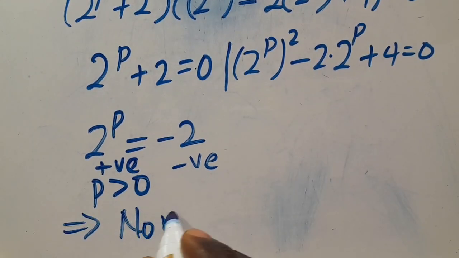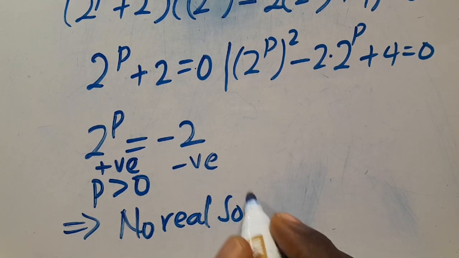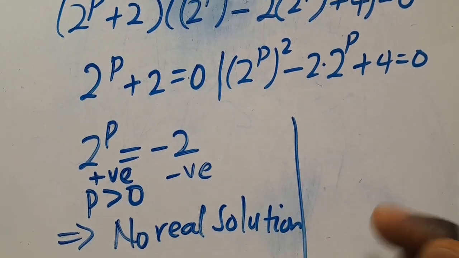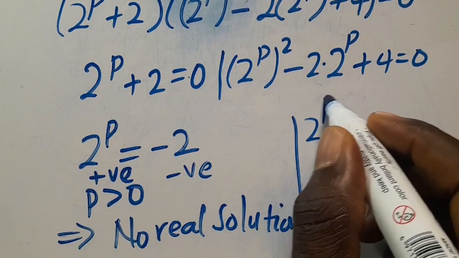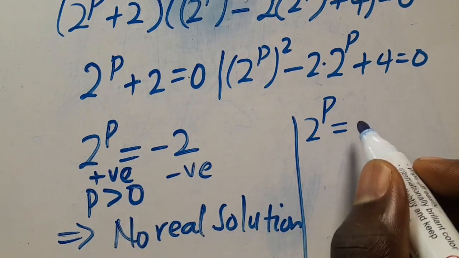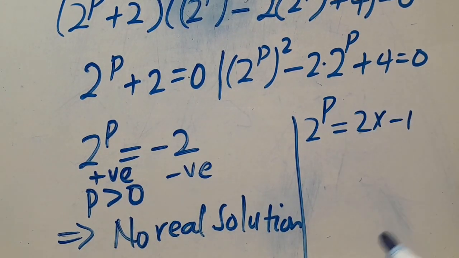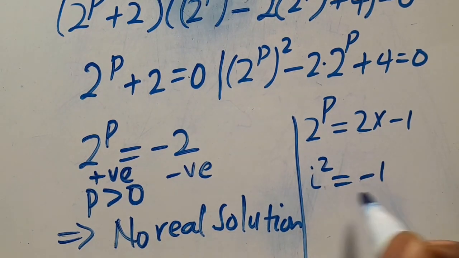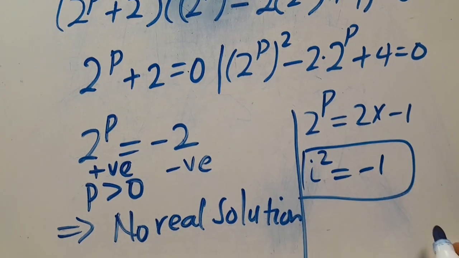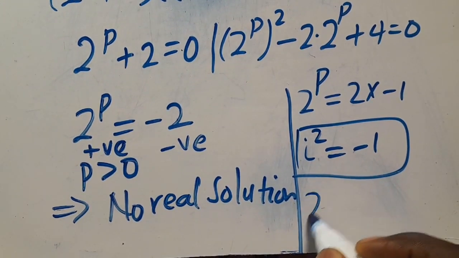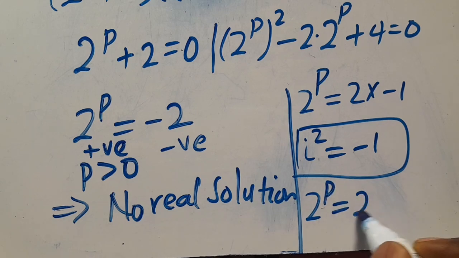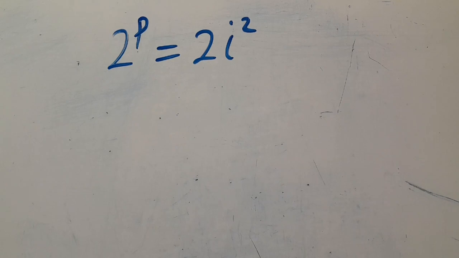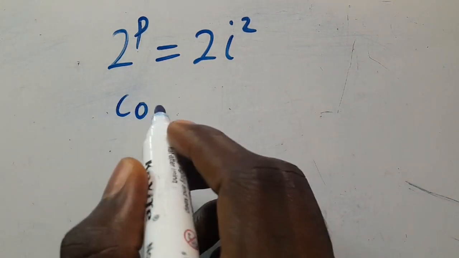It implies that we have no real solution. But we can have a complex solution of this because we believe that 2 to the power of p equals, we can simplify this as 2 times minus 1, but in a complex space, i to the power of 2 equals minus 1. So therefore, from here, we have 2 to the power of p equals 2 multiplied by i to the power of 2. So from here, we can obtain the complex solution.